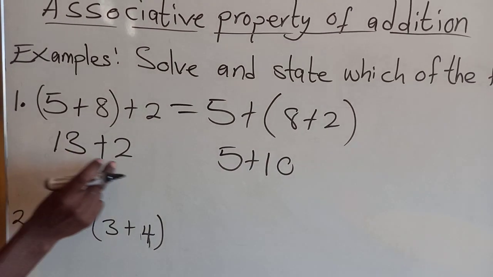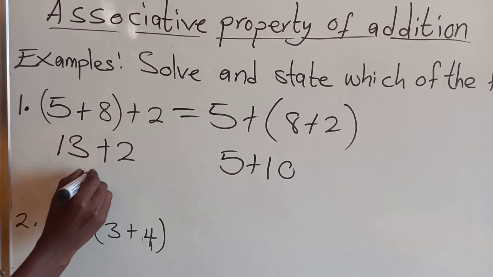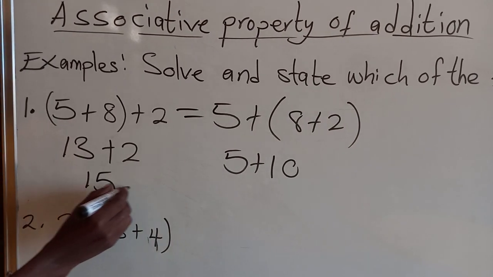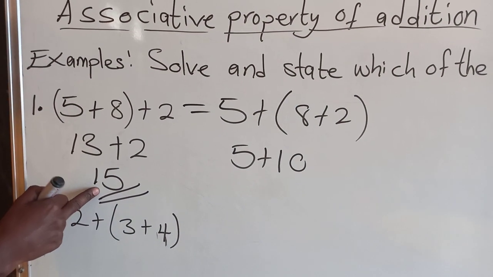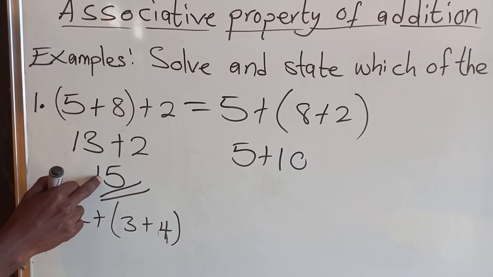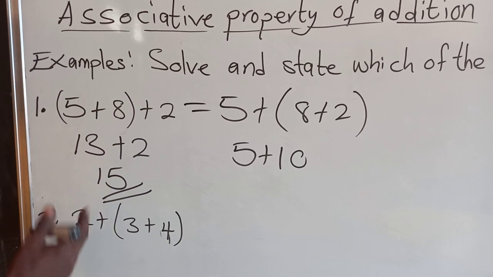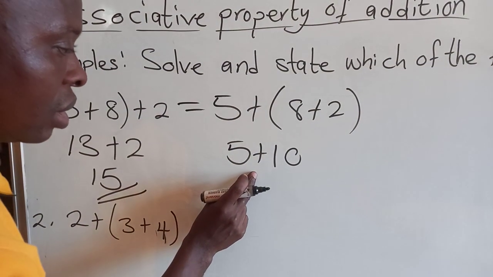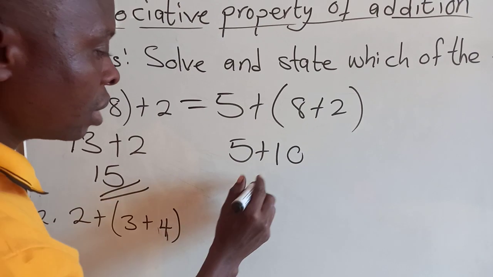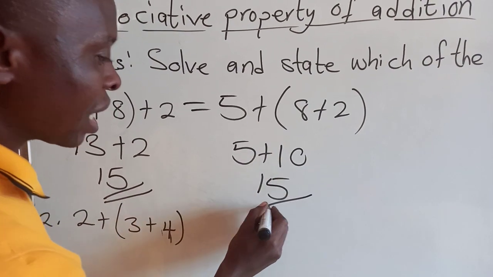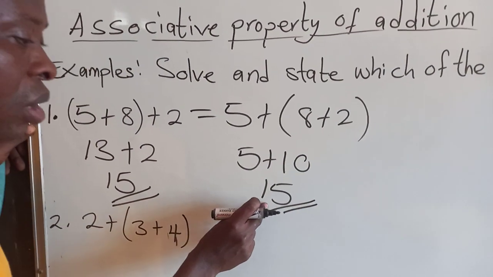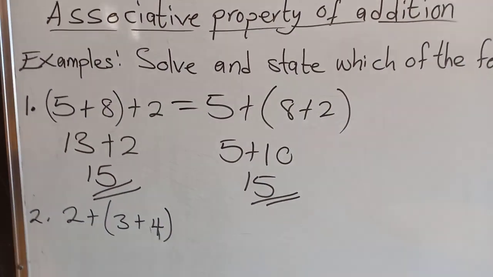Now when we add 13 plus 2, to give us what? 15. Now they have reached what? The church. And they are the same. They are for the same number. Then let's look at this. Then 5 plus 10 is the same what? 15. Now they are coming back from the church and they have their what? Of the same number. Okay.